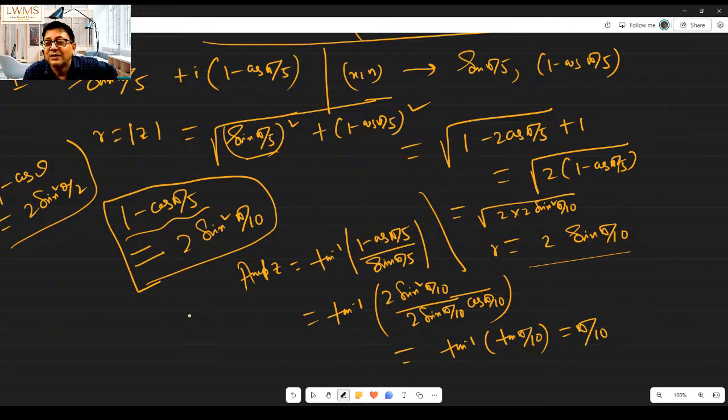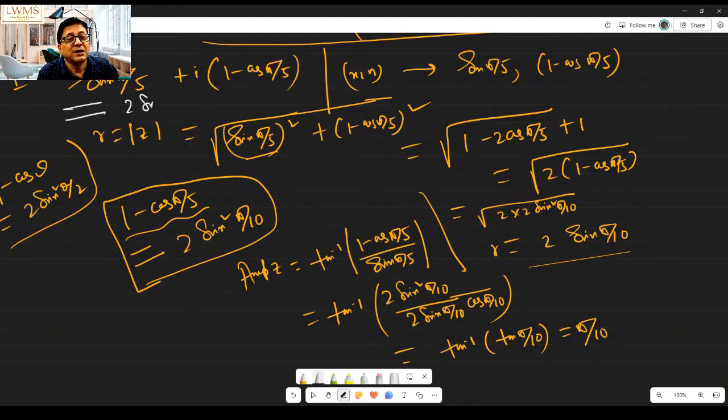Okay? See how interesting the answer is now? You got R, this 2 sine pi by 10, and the amplitude also you got pi by 10. So what will be the representation of this complex number? Let me write. This is R. R is what? 2 sine pi by 10, cos theta plus i sine theta. It's obvious.